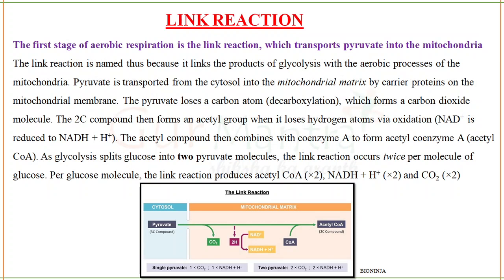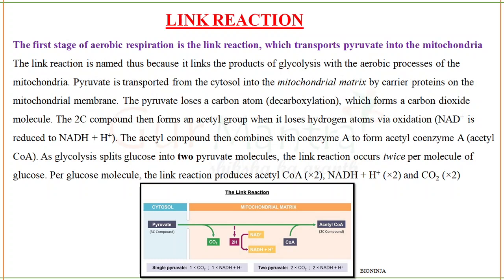Since glycolysis gives rise to 2 pyruvate, one glucose molecule can give you 2 pyruvate. From those, 2 acetyl-CoA will be produced.